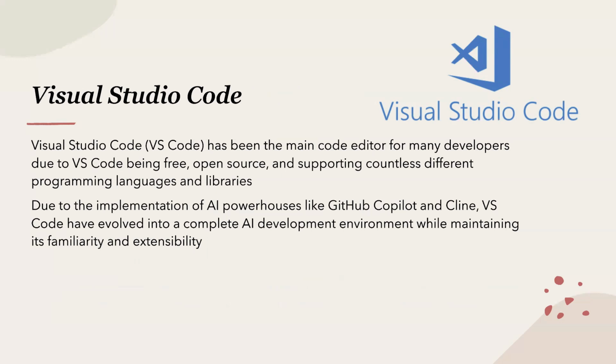To start, we have Visual Studio Code. Visual Studio Code, or VS Code, has been the main code editor for many developers due to VS Code being free, open source, and supporting countless different programming languages and libraries. Due to the implementation of AI powerhouses like GitHub Copilot and Cline, VS Code has evolved into a complete AI development environment while maintaining its familiarity and extensibility.